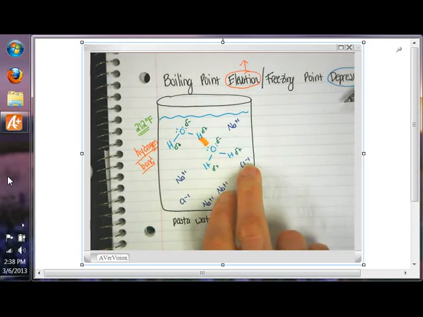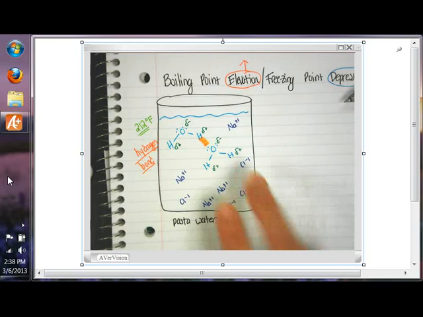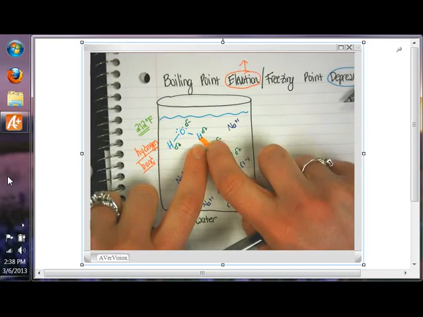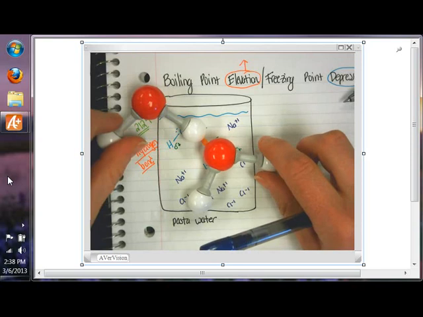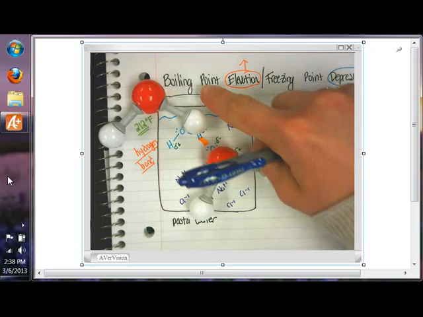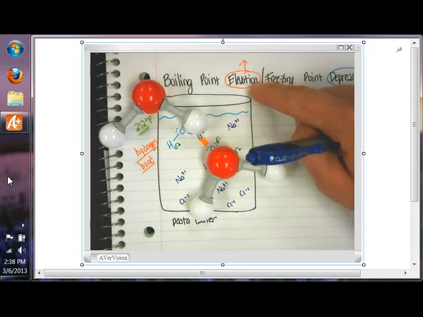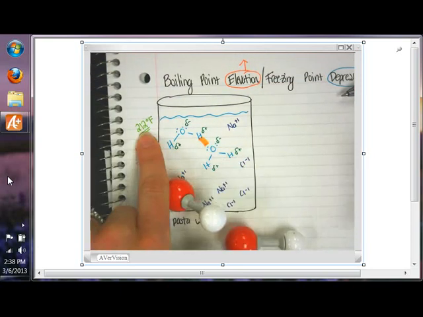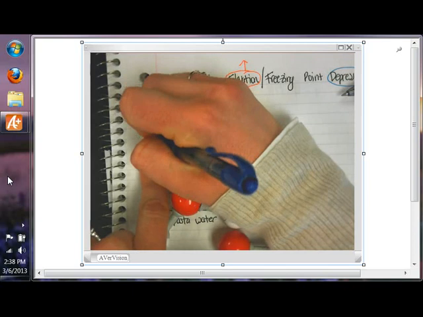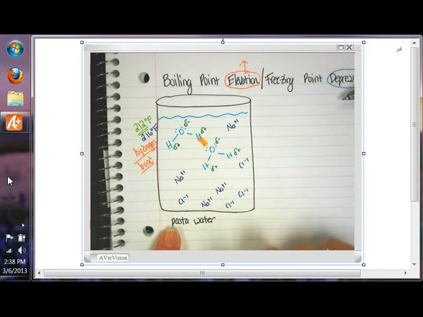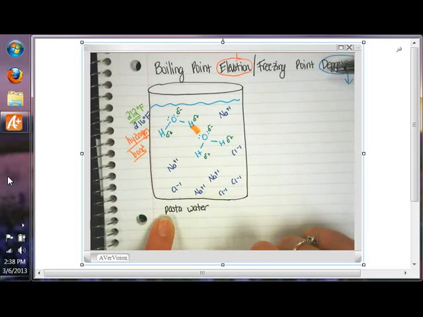Now, salt, sodium chloride, breaks up when it's dissolved in water. What happens is the sodium chloride actually interferes with water's ability to break the hydrogen bonds. So as a result, the boiling point elevates, or the boiling point increases. So when you add salt to pasta water, instead of it boiling at 212, it might boil at like 216 degrees Fahrenheit, which causes the pasta to cook quicker because it's at a higher degree.